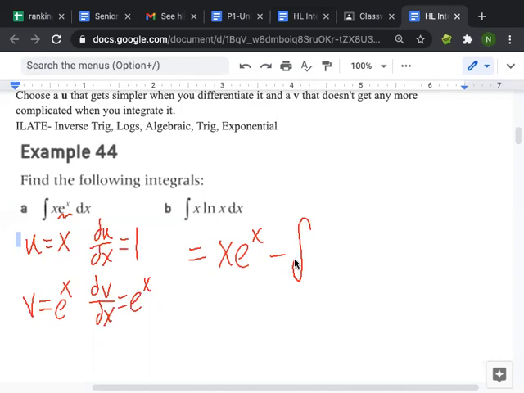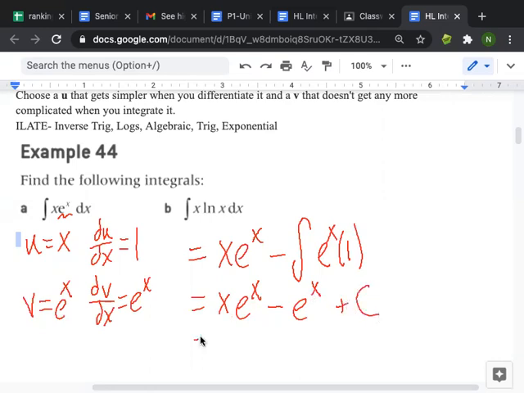So v is e to the x. That's my v term, and then my du dx is just 1. So it should look like that. And then when we integrate this, we get x e to the x minus e to the x plus c.